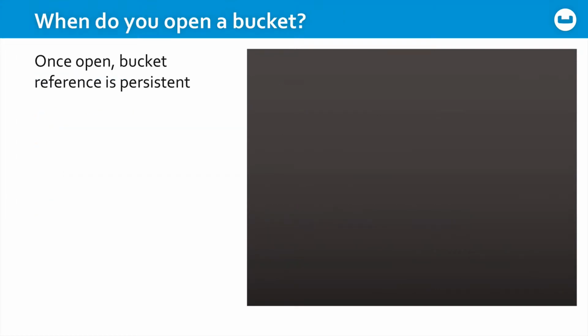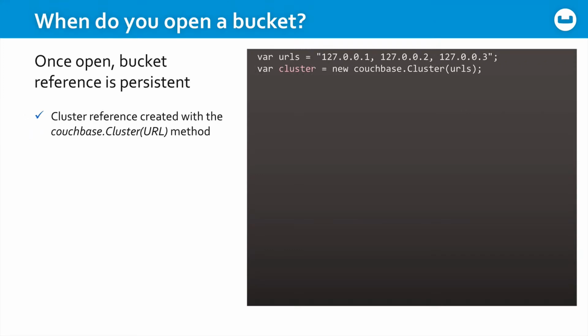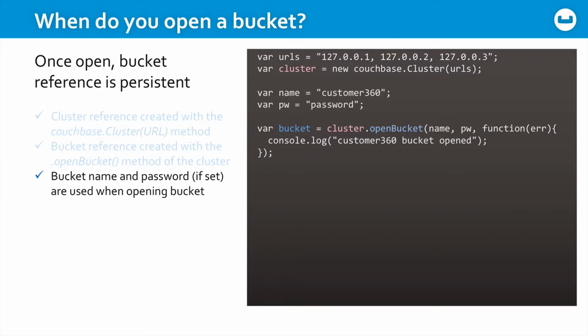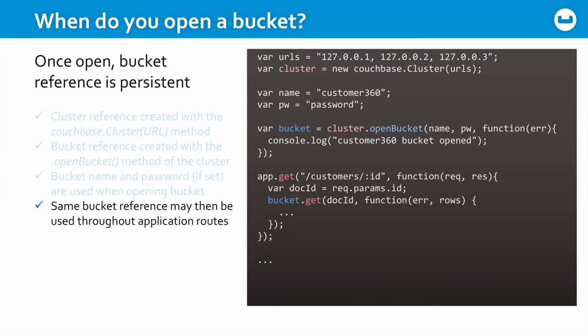Quick review on opening a bucket from your cluster. The cluster reference is created through the cluster method on the Couchbase module, noting that it could be one or several URLs. All Couchbase nodes are identical. The bucket reference itself is created with the openBucket method, as we saw in the prior lesson. The bucket name and password, if there is one set, are used when opening the bucket, and then the bucket reference itself can be used throughout your routes, as you see here.